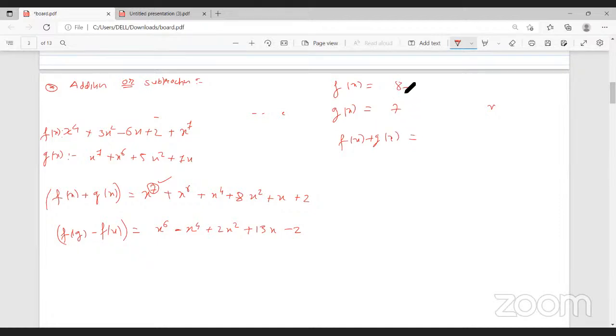8, right? Same 8. Yeah, 8. Same question I asked for subtraction also: f of x minus g of x. So here also 8. It can be the same or it can be less than that.